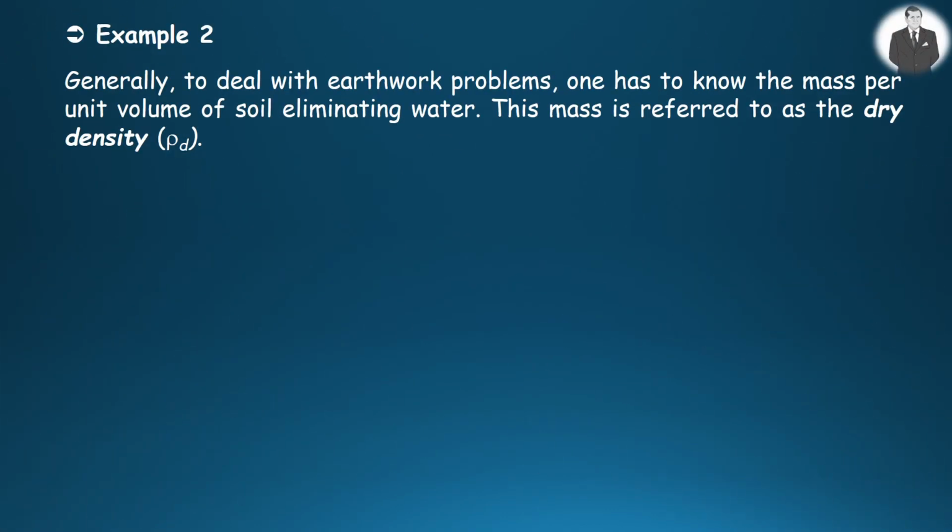In general, when we deal with earthwork problems, we have to know the mass per unit volume of soil excluding water. This mass is referred to as the dry density. Therefore, show that the dry density of soil is equal to this equation.